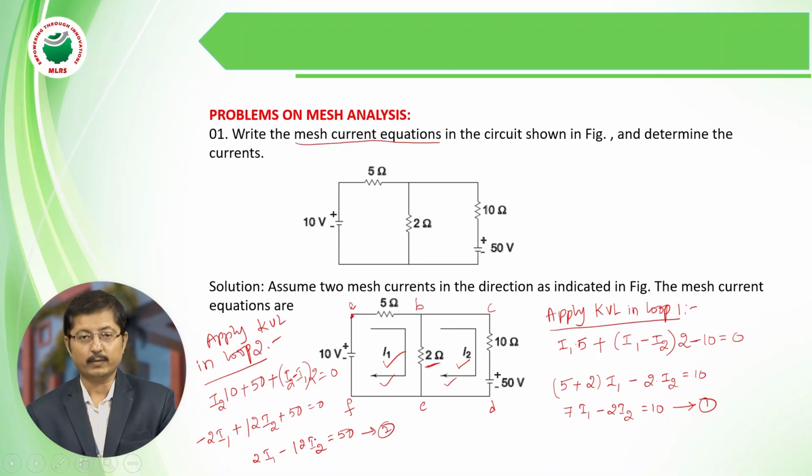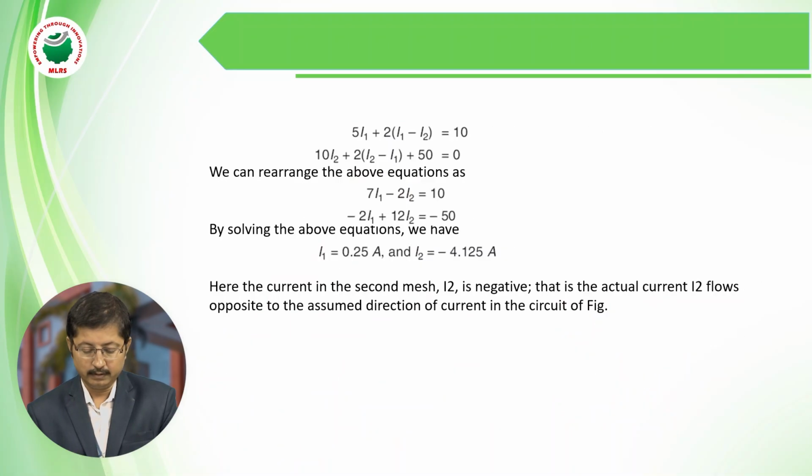So let us take equation number 2. We have to solve these two equations, equation 1 and equation 2, and then we get I1 and I2. So these are the two equations we are getting. This is equation number 1 and this is equation number 2. After solving these two equations, we get I1 and I2, the two loop currents.